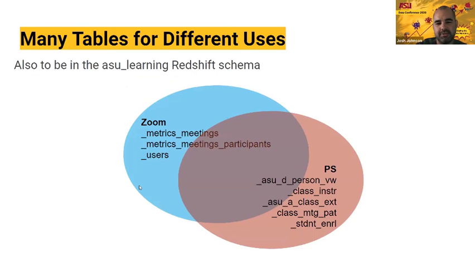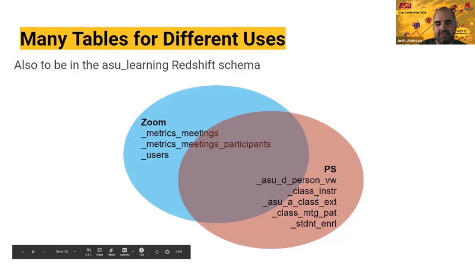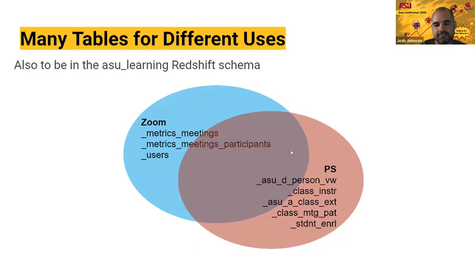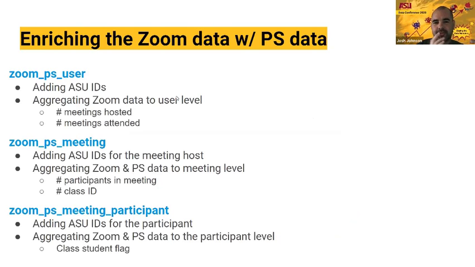But primarily what we're going to be doing is joining the PeopleSoft data to the Zoom data, right? So we've got our 3 core tables here. We've got all these tables in PeopleSoft that we use to make these connections, and all these inverse tables also in ASU Learning. So if we start with the Zoom data and we bring in PeopleSoft data, this is what we can do, right? So we still have those 3 granularities: user, meeting, meeting participant.